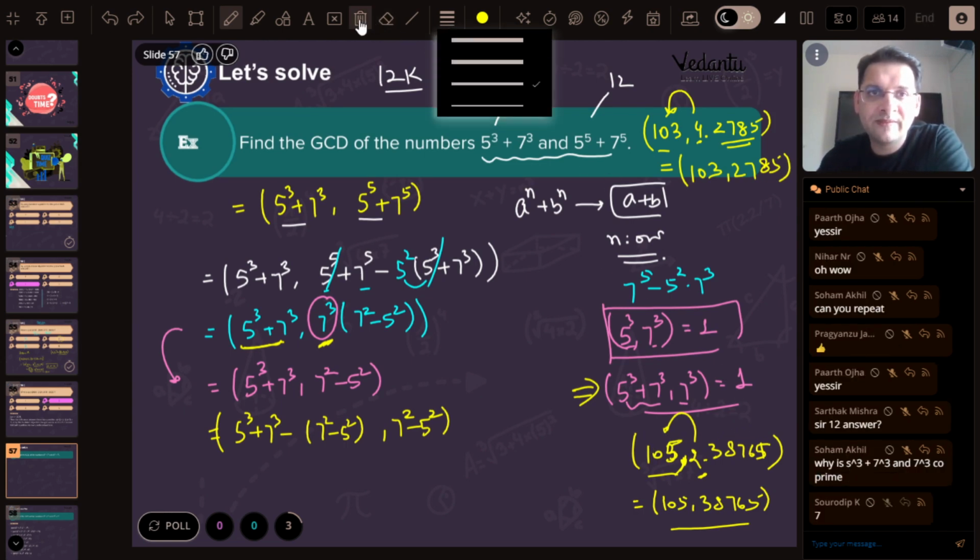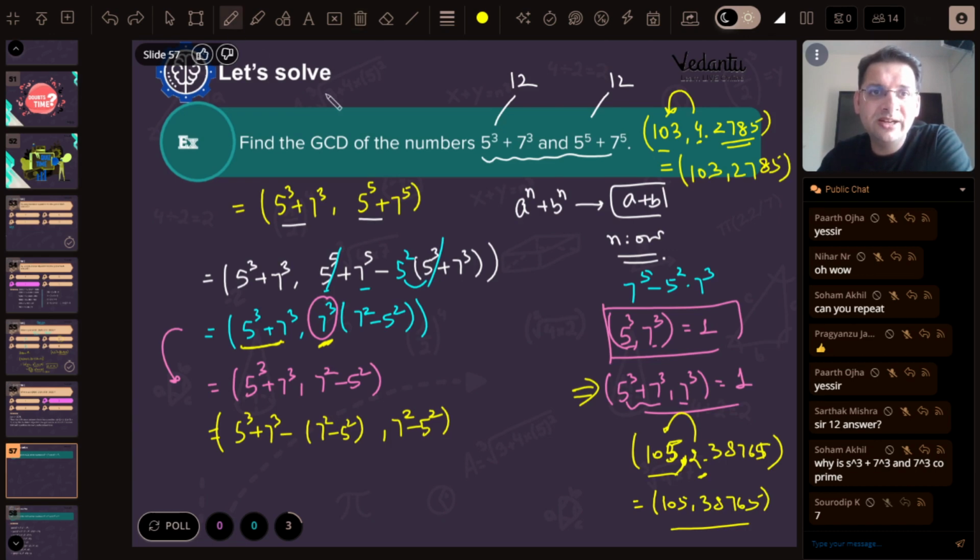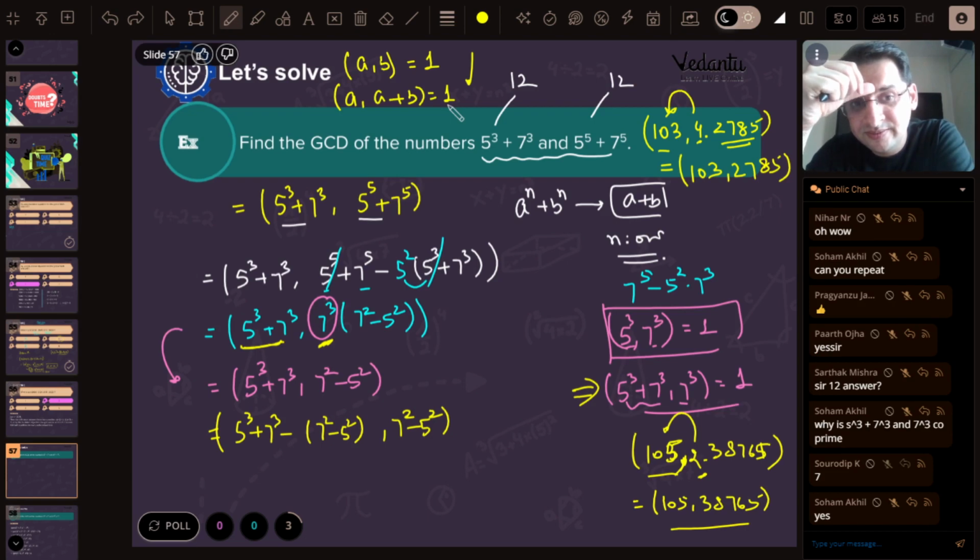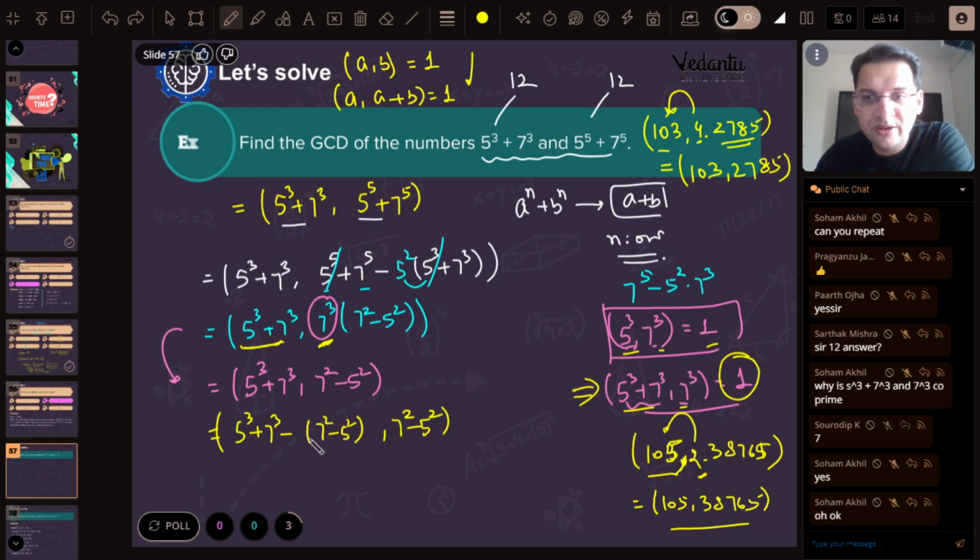Soham, see. Did we do this thing in the morning? Not morning, at the start. If GCD of A and B is 1, then GCD of A and A plus B is also 1. You remember this, Soham? Okay. So GCD of 5 cube and 7 cube is 1. Then can I say 5 cube plus 7 cube and 7 cube, GCD is also 1? Okay. Alright. So we can multiply this with 7 or whatever.